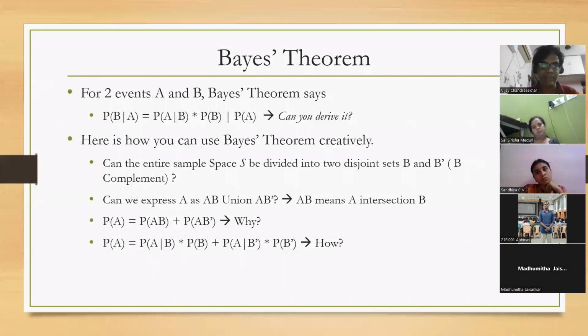All right, then I'll formally define Bayes' theorem for you, and then we'll stop with that for today because I don't want to drag this for too long. So let's say there are two events, A and B. What Bayes' theorem says is P of B given A is P of A given B multiplied by P of B divided by P of A. Now, can somebody help me derive this? How can we derive this?